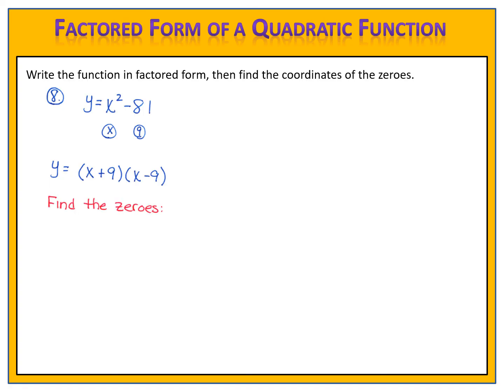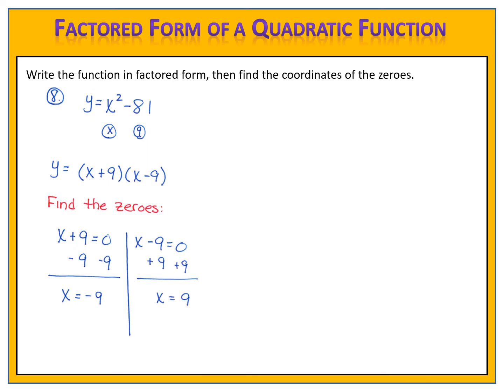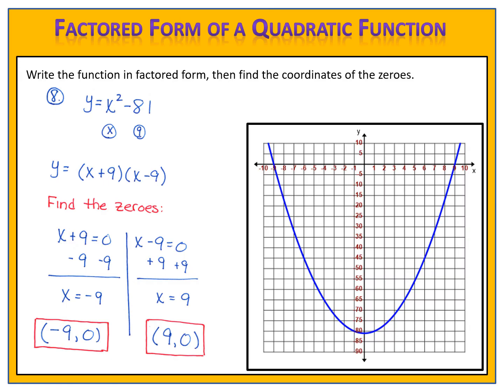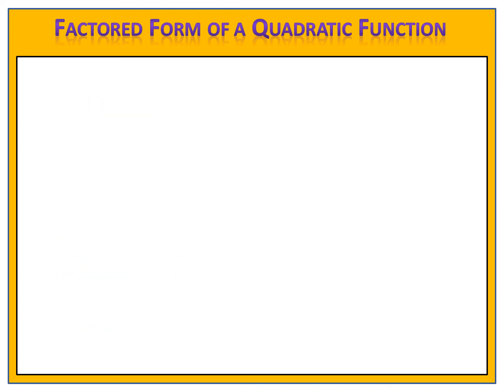Now we're ready to find the zeros. We take our two factors, x plus 9 and x minus 9, and set them equal to 0. Solve each of the equations to find that x equals negative 9 and x equals positive 9. This means that we have zeros at (-9, 0) and (9, 0). And as always, if we compare with the graph of the function, we can see sure enough that that's where the zeros are located.